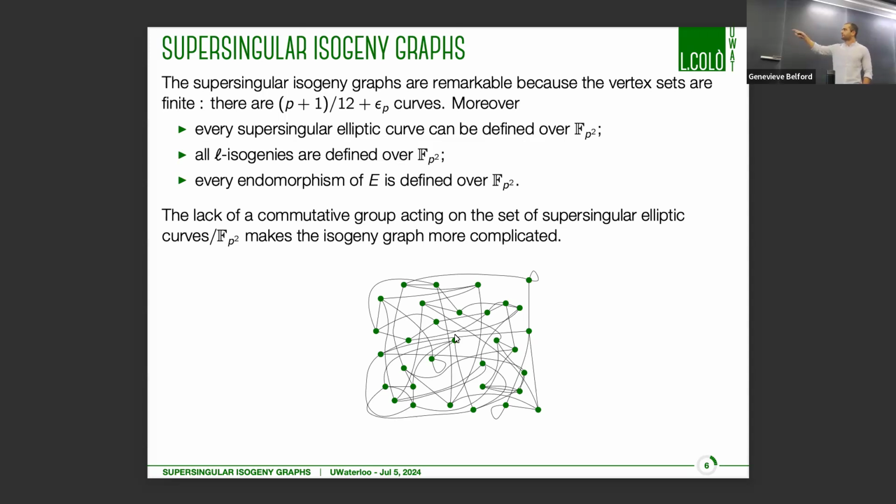So in particular, every vertex is defined over F_p squared, every isogeny can be defined over F_p squared, and every endomorphism can be defined over F_p squared. Of course, since the endomorphism ring is not anymore an ordinary quadratic algebra, we lack the commutative class group action that made things look and work so easily. But on the other hand, we know that this graph has very nice mixing properties.